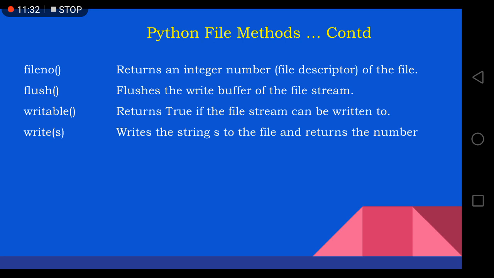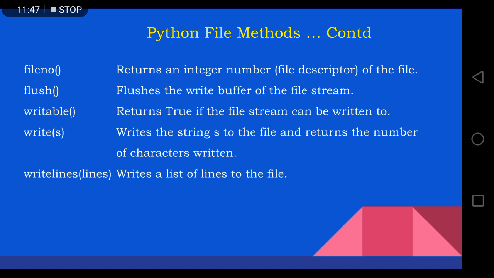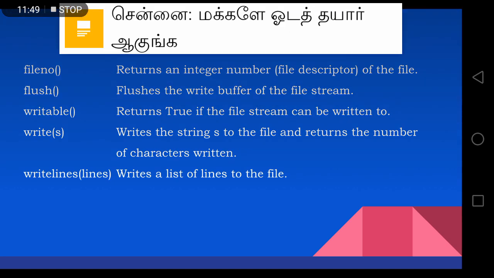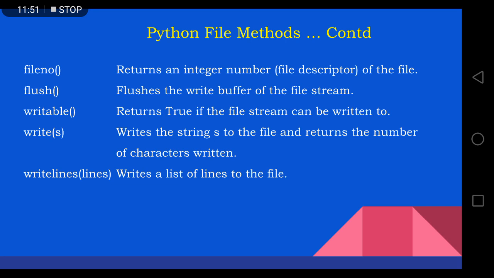Then we have write. This will write a string to the file and returns the number of characters written. So this will specifically write some string into the file. That is the function of write. And writelines means this will write a list of lines. That means we can write a list of lines into the file. That's writelines, and those are the few methods with which the file can be used. Hope it is easy and simple to follow, and thanks for watching.